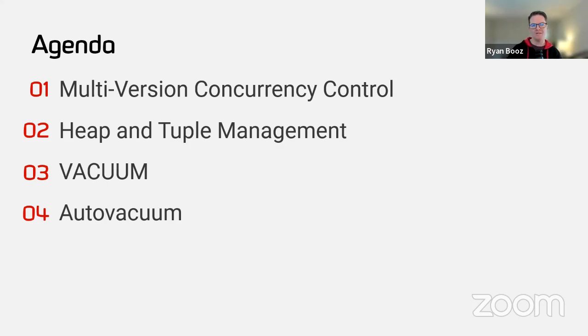So we're going to talk about what multi-version concurrency control is. We're going to talk about how Postgres is a heap database only, and tuples, and how you manage those and what that looks like in Postgres. We'll then talk about vacuuming, and finally, what vacuum automation looks like in terms of Autovacuum.